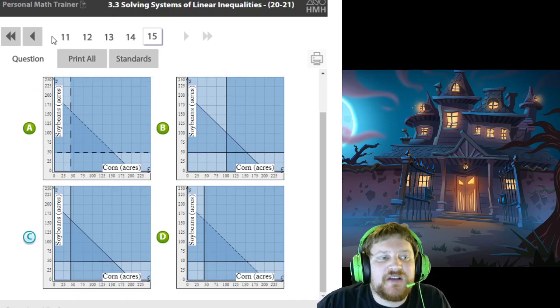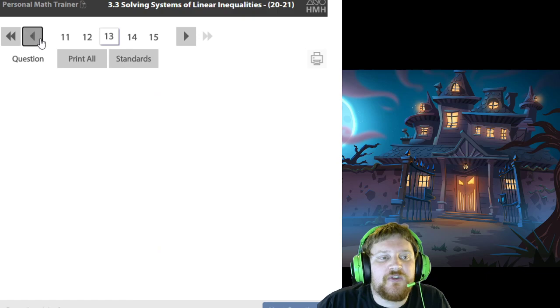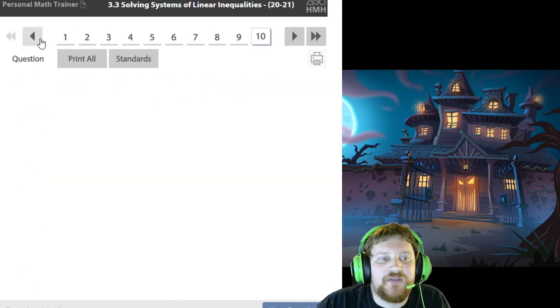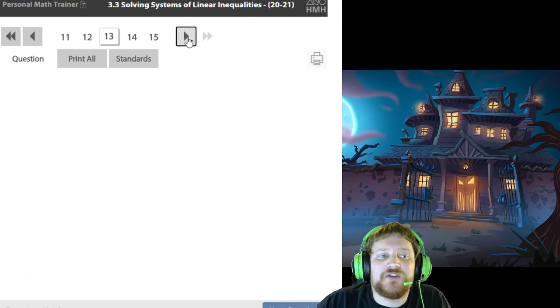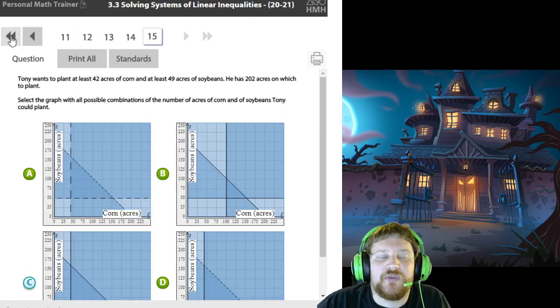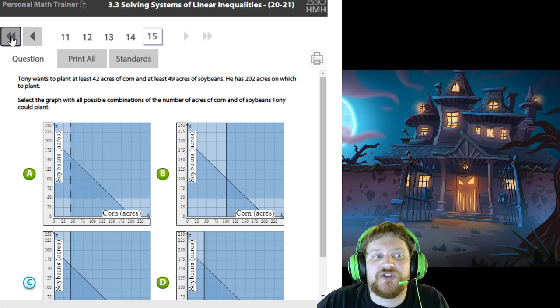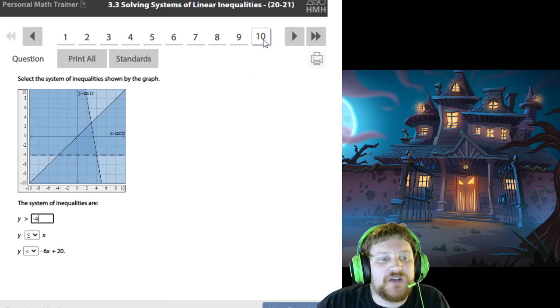Alright guys, those are the difficult word problems. That's 10 through 15 as word problems. I will now go back and do the first set of problems. I just figured you guys might want to see those first this time. I did do 10, right? Yes, I did.